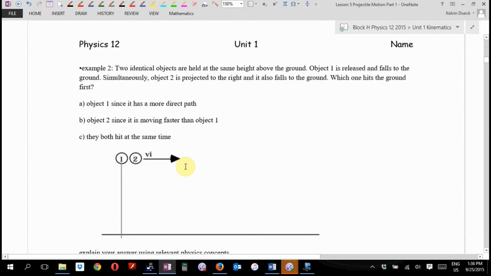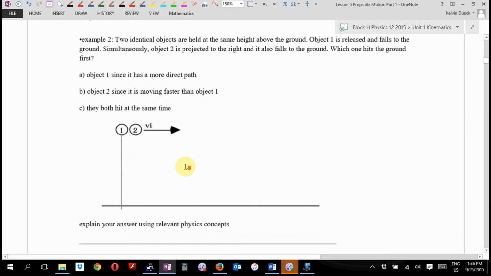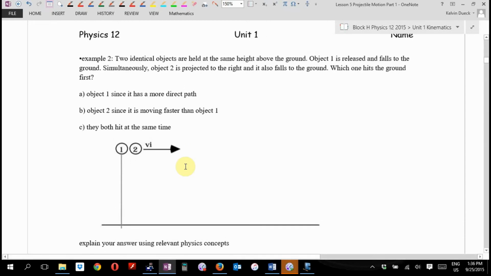In fact, let's take it one step further. Suppose two identical objects are held at the same height above the ground. Object 1 is released, dropped, and falls straight to the ground. At the same time, object 2 is propelled to the right, and it also falls to the ground.